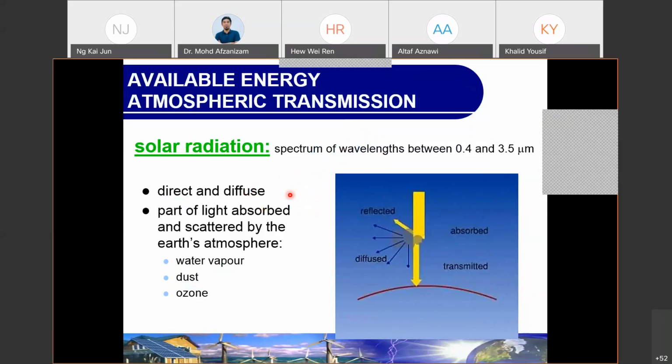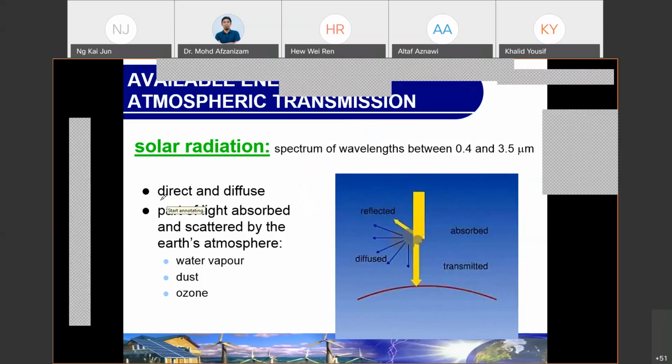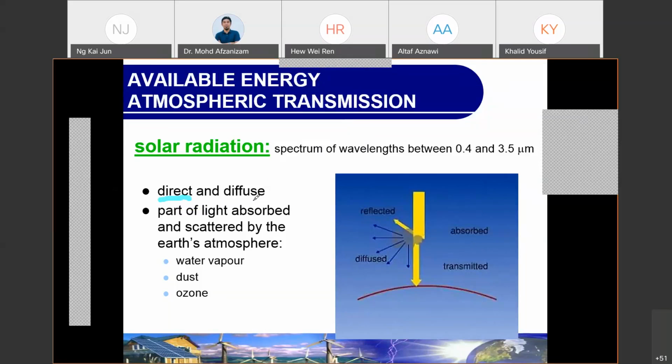Normally, players in the solar field will go for the direct, which means there is no interference in terms of the sun ray itself. But in Malaysia, we have cloudy skies, which is a blockage for our country. So normally they will go for this type of solar radiation to get the maximum irradiance.